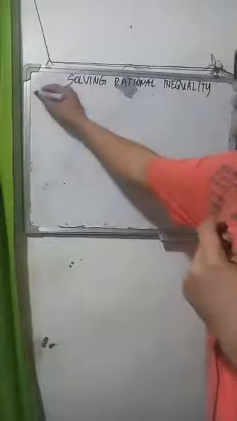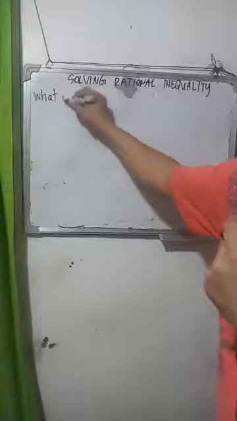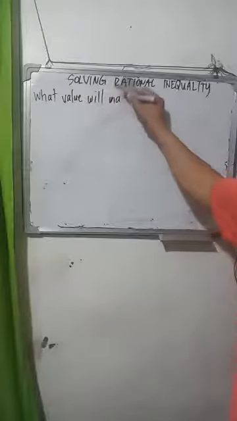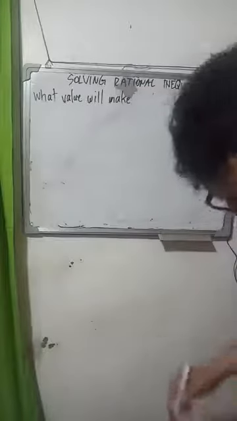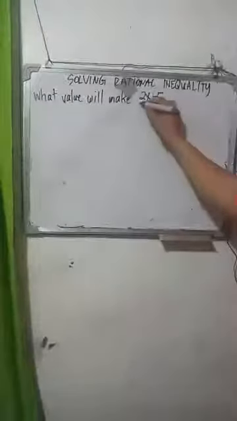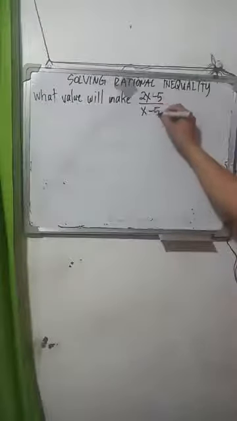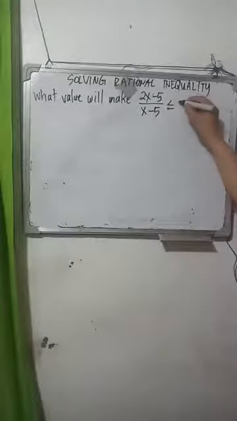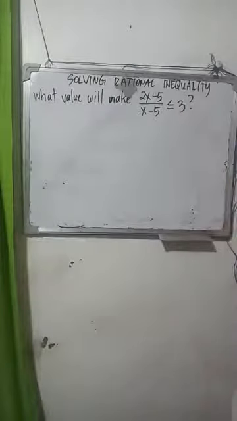Okay, solving rational inequality. So, what value will make 2x minus 5 over x minus 5 less than or equal to positive 3? Okay, tingnan nyo, what is your answer?